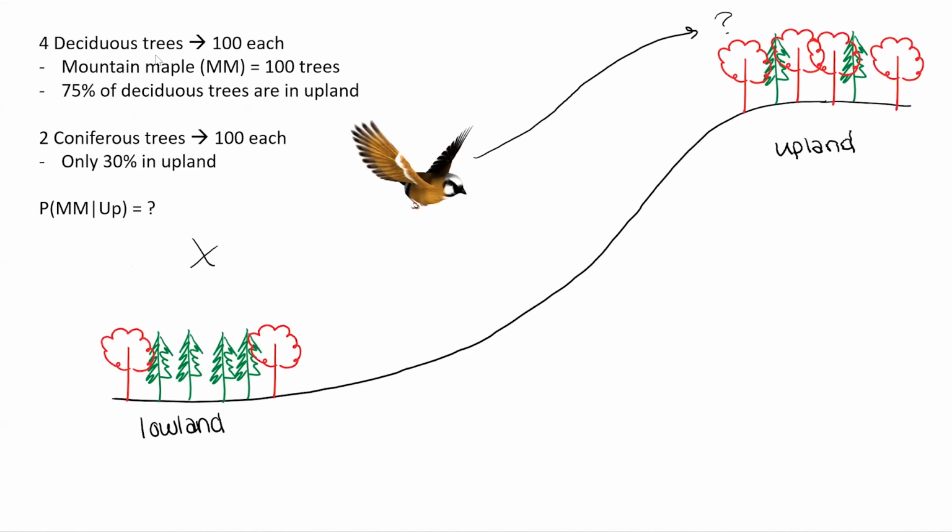So we've got 4 deciduous trees, 100 each. Mountain maple is one of them. We have 100 mountain maple trees. 75% of them are in upland, we're told. That means 75% of mountain maples are up here. 75 are up here, 25 are down here. 2 coniferous tree species, 100 each, 30% are in upland. So we have 60 total up here. The rest of them are down here. What is the probability that a bird lands on a mountain maple tree given it has landed in upland?